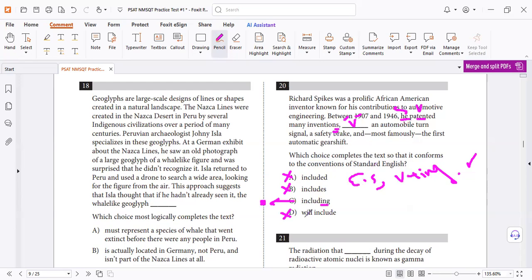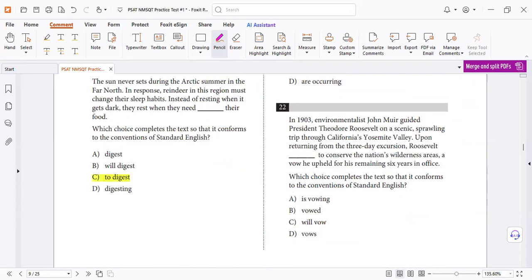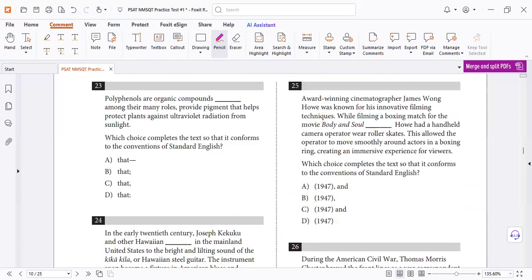Right, so letter C. 21. A. Letter A correct, yes, for present simple tense, perfect. 22. Letter B for past, correct. 23.